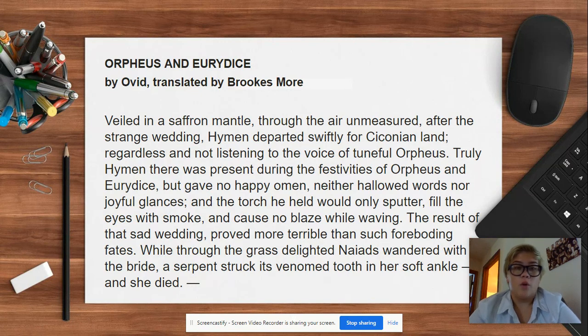Okay. Orpheus and Eurydice by Ovid. This is a translated text into more plain English, so we're not reading Ovid's original text at all. We've already done that earlier in the year. Okay. Veiled in a saffron mantle. In those first 5 words, you may already be confused. The great thing about working at home is you have Google if you need it.